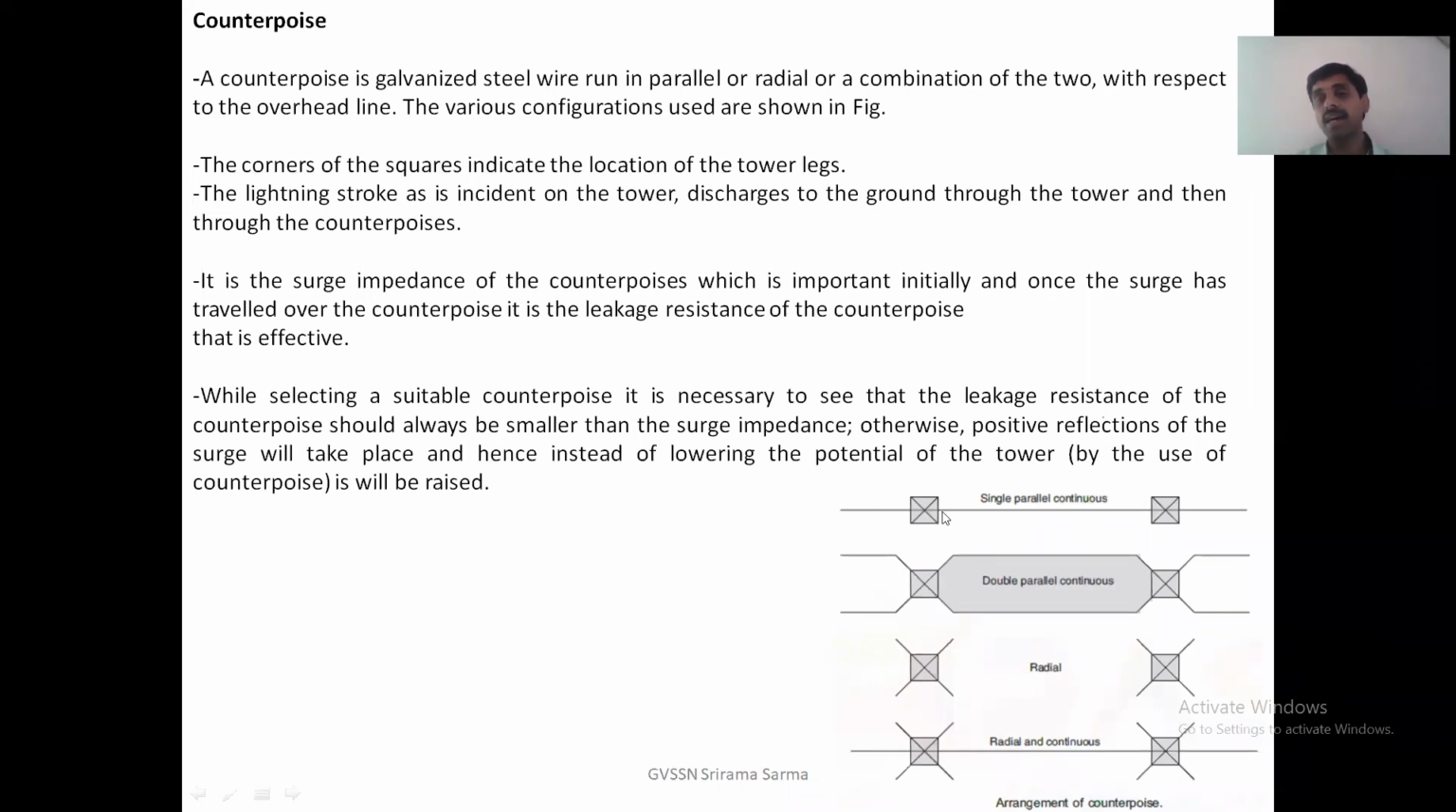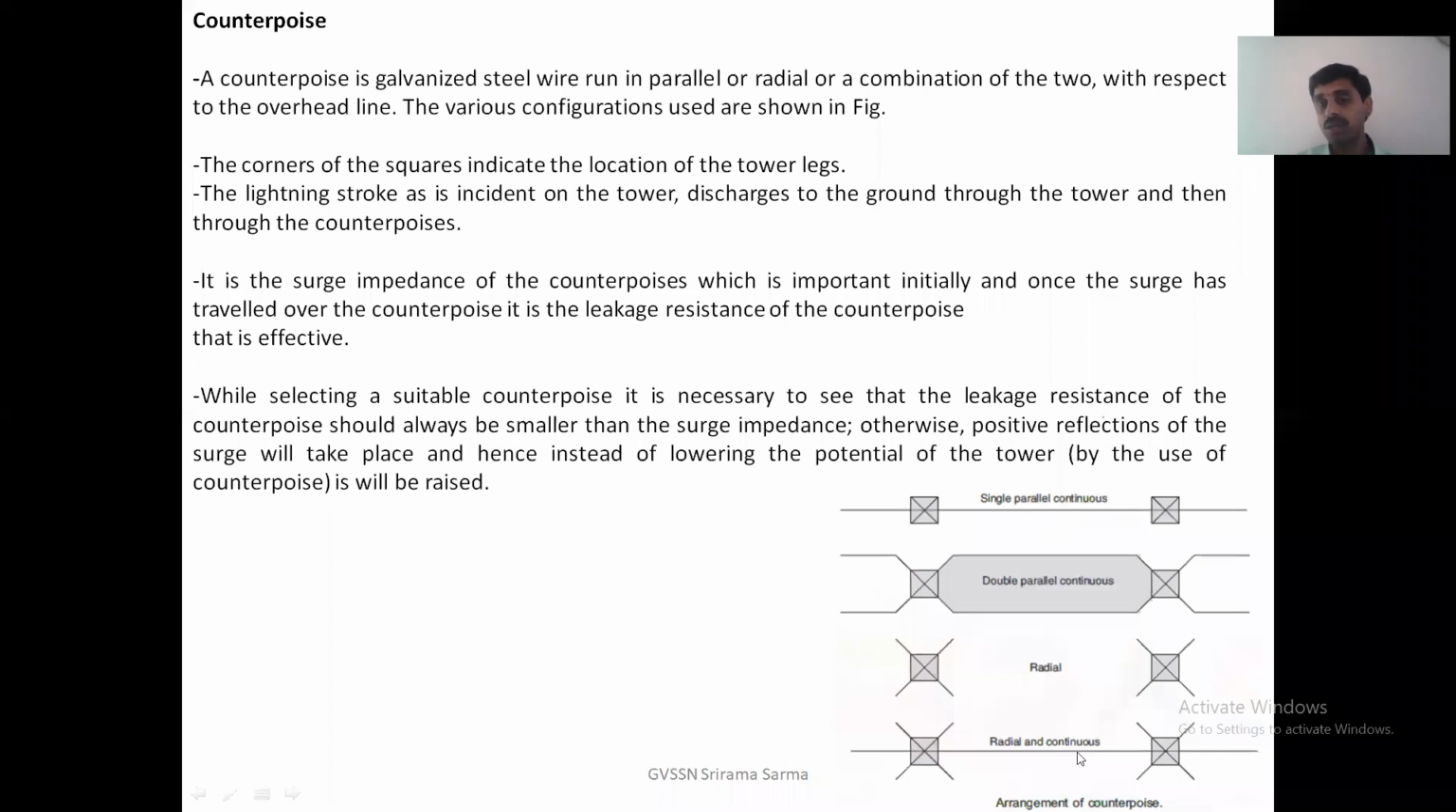Here, if you see, these are the corners of the four legs of the tower. When a lightning stroke is incident on the tower, what happens? It discharges to ground through the tower, and then through the counterpoise. First the four legs of the tower, then the counterpoise. The surge impedance of the counterpoise is very important initially. This is the bottom of the tower I am talking about. Once the surge has traveled over the counterpoise, then it is the leakage resistance of the counterpoise that matters. First surge impedance, next leakage impedance.